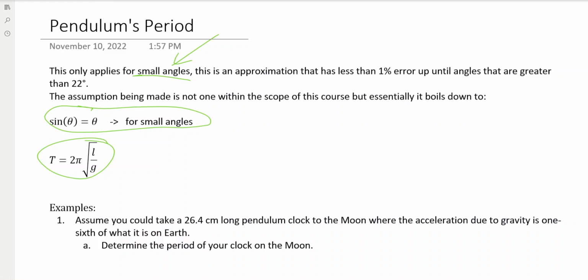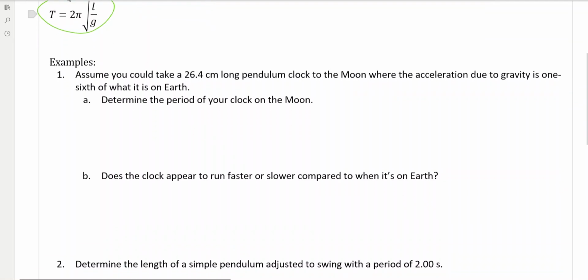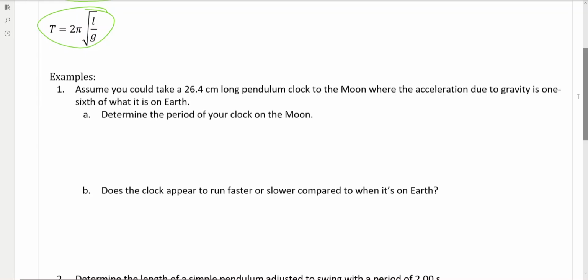So let's continue on and try some questions with this beautiful approximation that is pretty darn close. Anyways, assume you could take a 26.4 centimeter long pendulum clock to the moon, where the acceleration due to gravity is 1/6 of what it is on Earth. Determine the period of your clock on the moon.